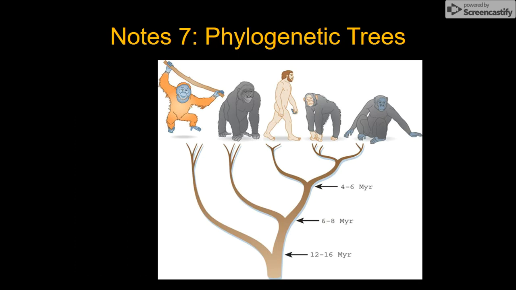Let's talk about a phylogenetic tree. A phylogenetic tree is kind of like a family tree where grandma's at the bottom, grandkids are at the top. The closer you are on the tree, the closer you are related. So about 12 million years ago, one of the species evolved on its own. About 6 to 8 million years ago, another species evolved, and so on and so forth. The organisms that are closer together on the tree are the ones who are most related.